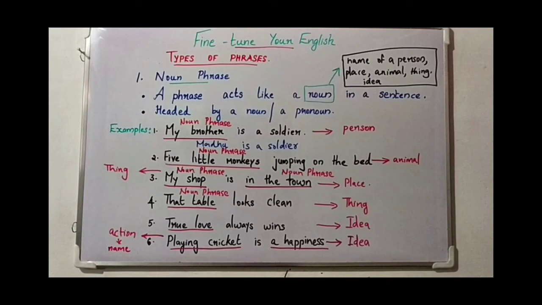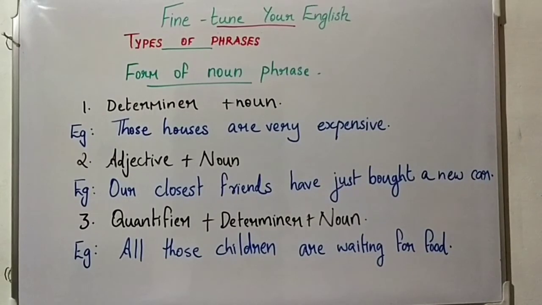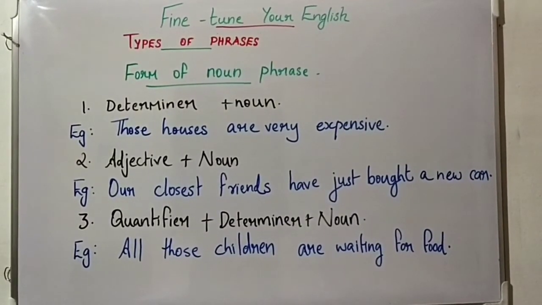See the first noun phrase in the sentence, playing cricket. It's a combination of a gerund, playing, and a noun, cricket. Then the second noun phrase in the same sentence, a happiness, is a combination of an article, a, and happiness, the noun. Okay, then we can discuss the form of a noun phrase.